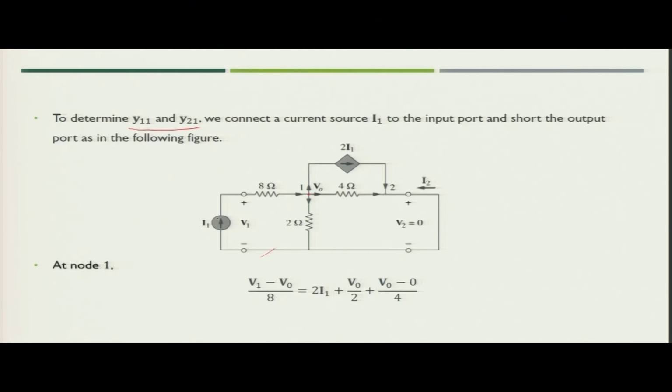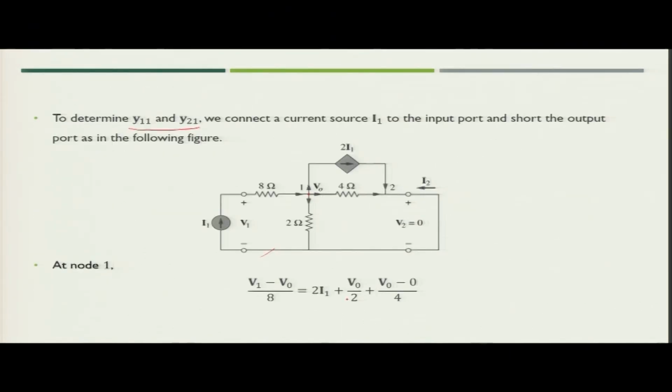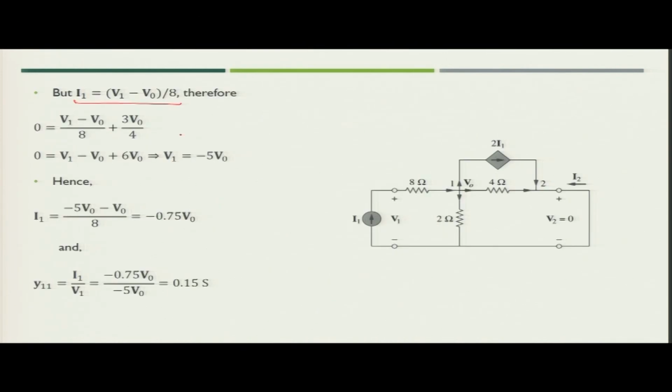So, when you connect I 1, it means that the value of current flowing through the 8 ohm resistance will be I 1, but at the same time you can also say that the value of current I 1 is nothing but V 1 minus V naught by 8. So, you can put the value of I 1 in the previous equation and simplify. When you simplify, you will get the value of V 1 in terms of V naught.